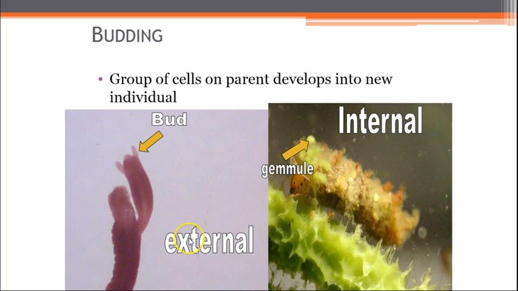Now, a slightly different take on fission is budding. And in this case, you have a group of cells on a parent, right? And this is Hydra, on a parent that develops into a new individual. So this little cluster of cells started dividing to become a new little thing, a bud, that will drop off. And you can do this as an internal or external thing. I'm not going to ask you about that. I just want you to know that this is where, instead of the individual dividing, you have a small cluster of cells that makes a new one.